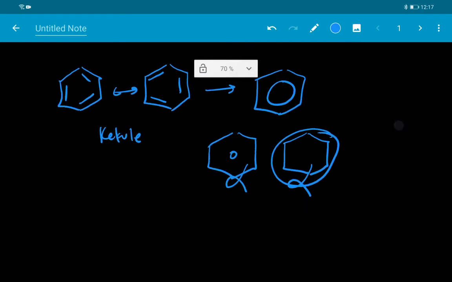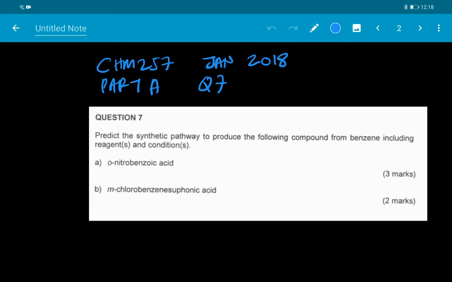Other than that, you should be able to familiarize yourself with the other conventional naming for benzene compounds by using the ortho, meta, and also the para system. Let's take a look at some of the questions related to the nomenclature of benzene from previous examination papers. The first question was taken from the CHM 257 paper. You can also refer to this paper instead of the CHM 258 code because they have similar questions.